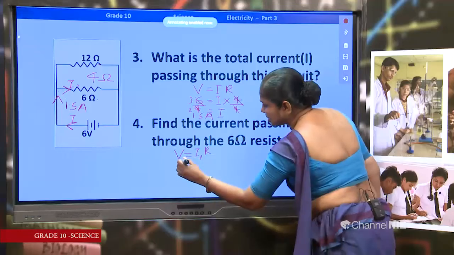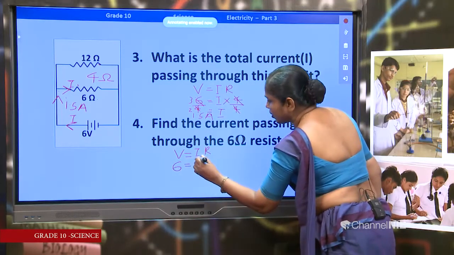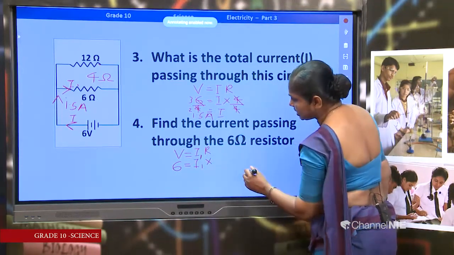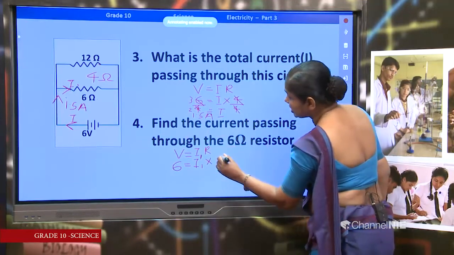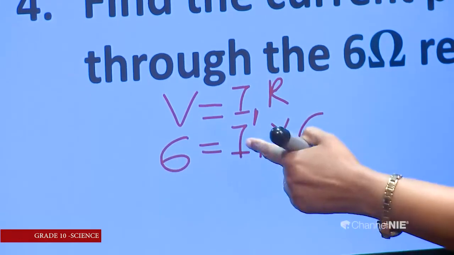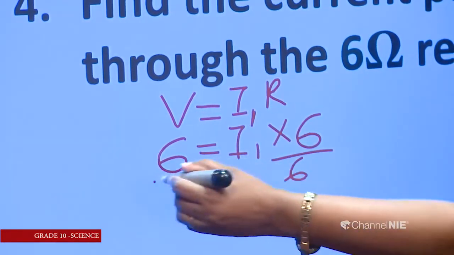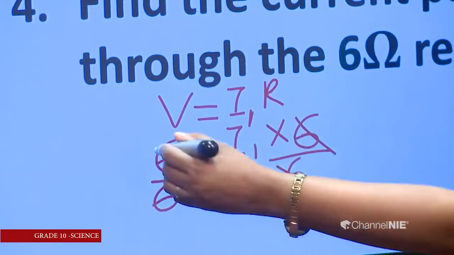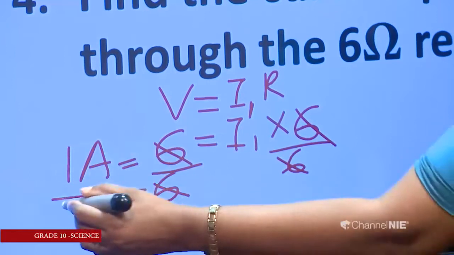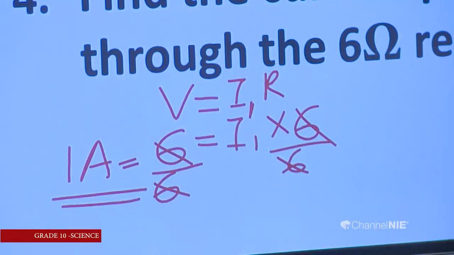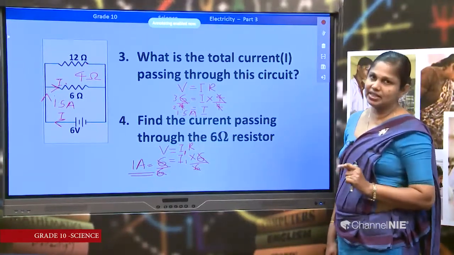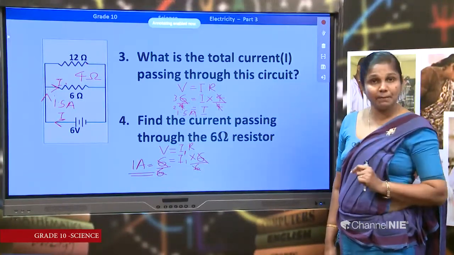Here V is 6, then we don't know I1. R we know, that is 6 ohm. R is 6 ohm. Then when you isolate I here, both sides must be divided by 6. Then you get I as 1 ampere. I equals 1 ampere. Then the current passing through the 6 ohm resistor is, children, 1 ampere.